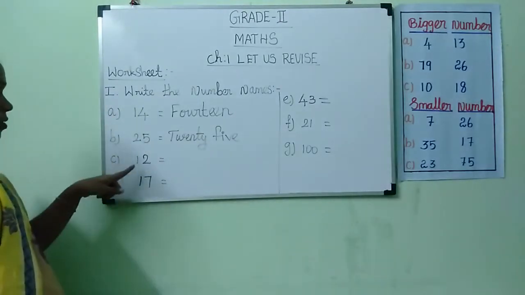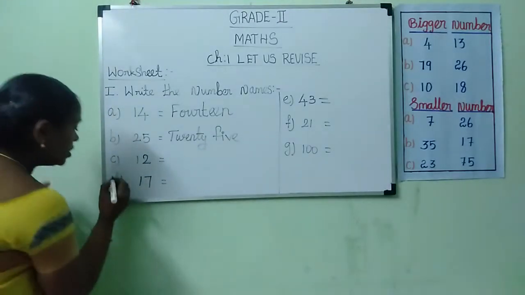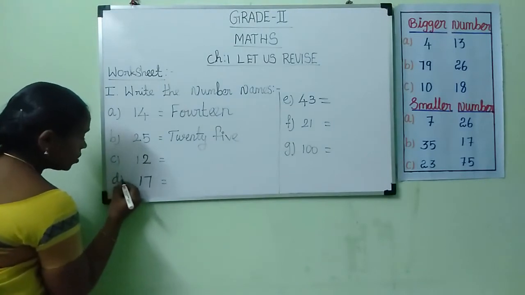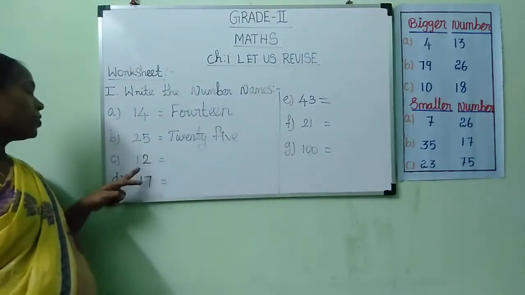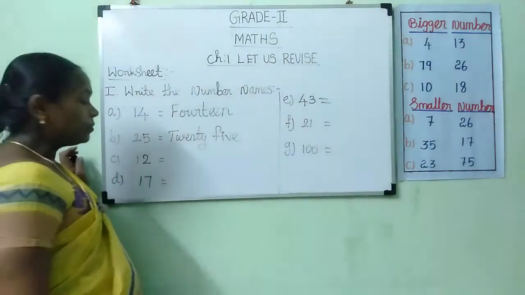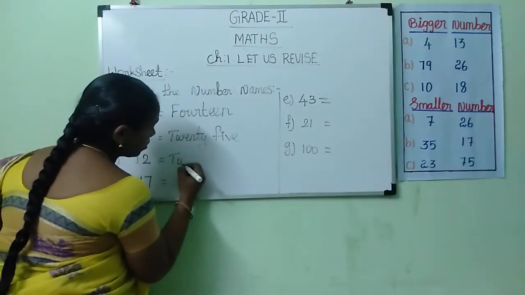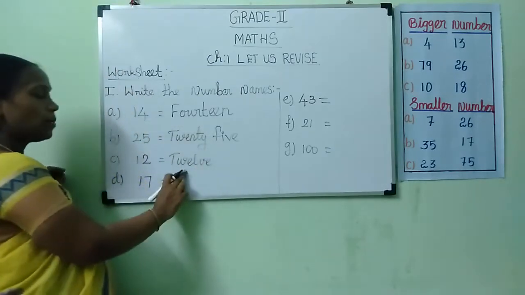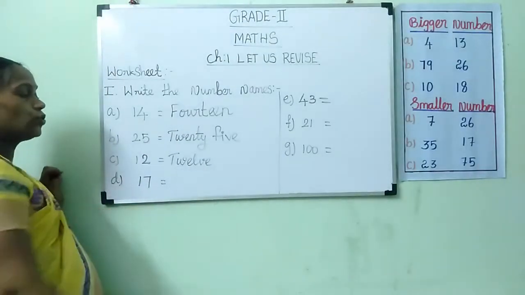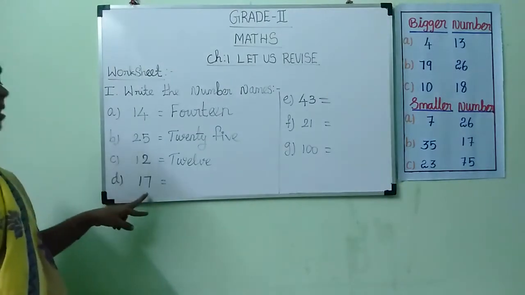The third one, 1 2. How to read this number? 1 2 means 12. What is the spelling of 12? T-W-E-L-V-E. 12. Next one, 1 7.